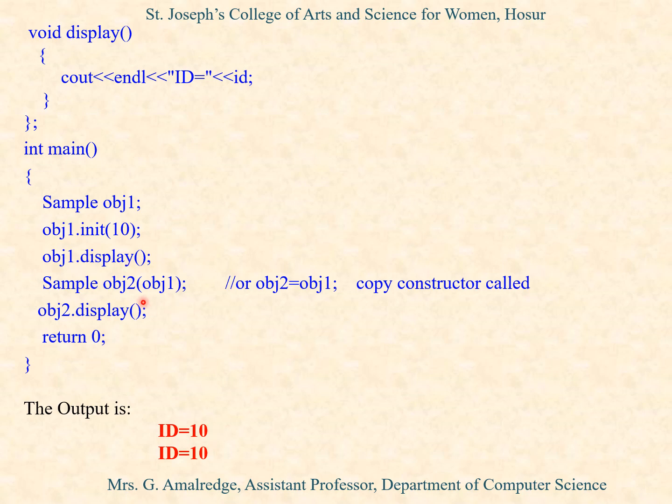Now we are going to call the copy constructor. For that, we are going to create one more object called obj2 with reference of obj1. Now we are going to display the value of obj2. So the second output is id is equal to 10.